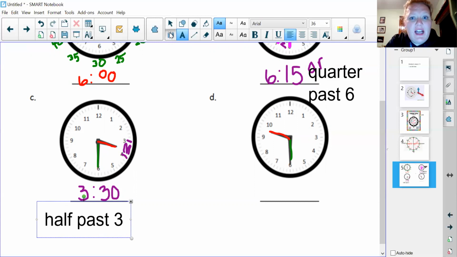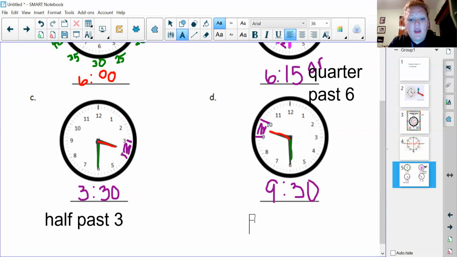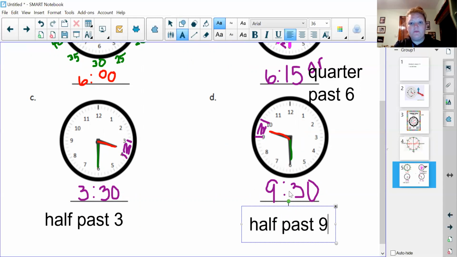Okay, let's look at our clock again. My hour hand, my red hand, it's past my 9, but is it to my 10 yet? No, so it means it's still right here in this area. So it's still in the 9th hour. Let's look at my minutes. It's pointing down to 6. So what does that mean? What's the time? 9:30. Or we can also say it's what? Half past 9. Remember, we always look at that hour.